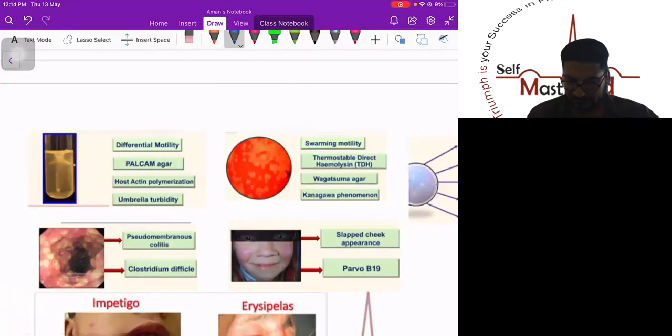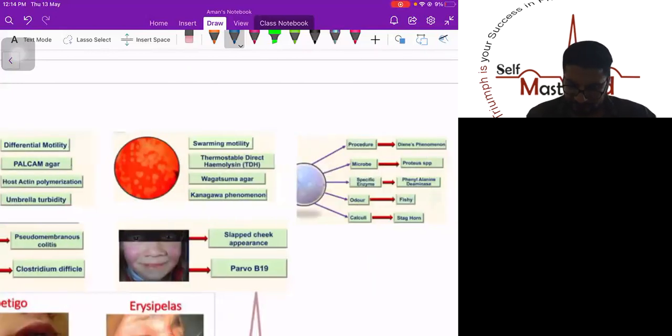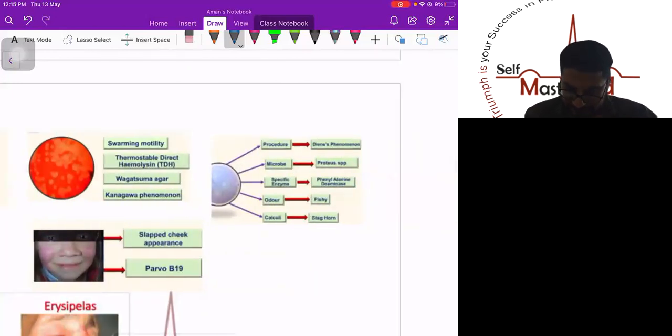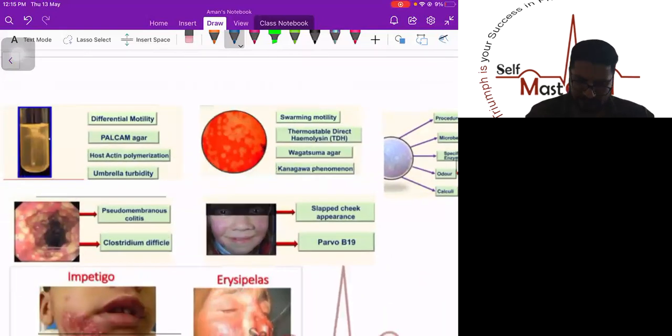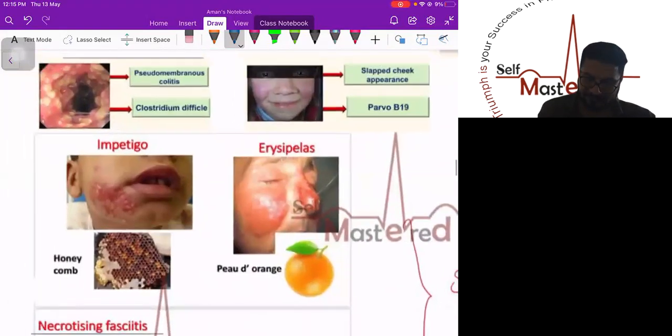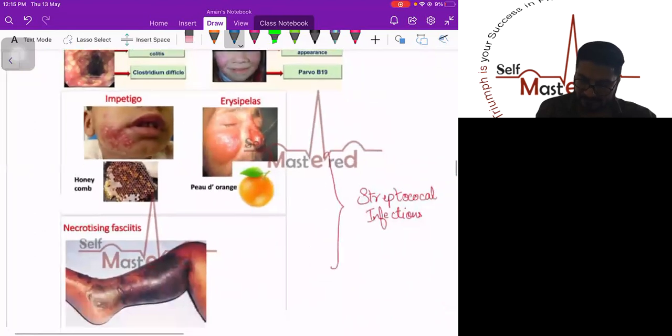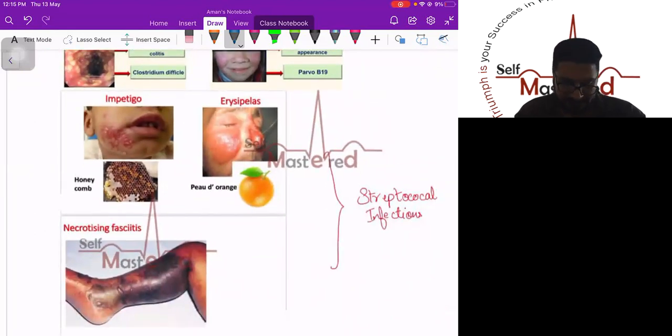Both can cause toxic shock syndrome. Okay, so then understand this. We have some more questions related to this. This image came in the exam. You will see this question, that is, impetigo. This image-based question came in the exam.